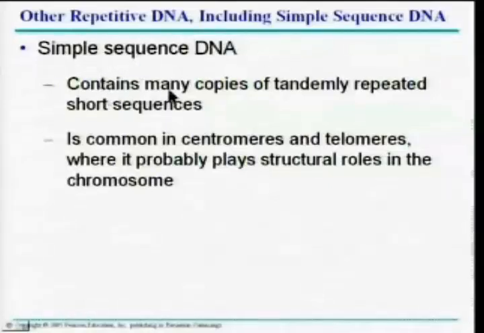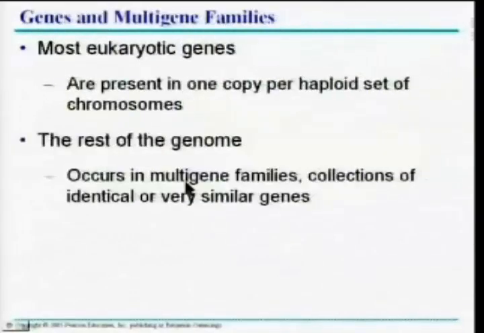Simple sequence DNA contains many copies of tandemly repeated short sequences. So, in eukaryotes, there are instances of tandem association of genes, and these are tandemly repeated short sequences. It's common in the centromeres and telomeres, where it probably plays structural roles in the chromosome and really doesn't have anything to do with protein synthesis, protein expression.